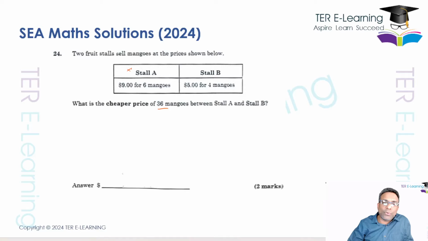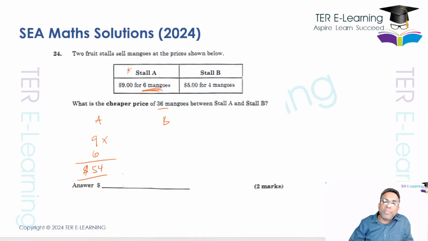So if we go to stall A, right, and you want to buy 36 mangoes, right? So for stall A, it is going to be $9 multiplied by 6, because you're going to have to buy 6 batches of 6 mangoes, right, to get the 36. So this is going to be 9 sixes are $54. So that's the price at stall A.